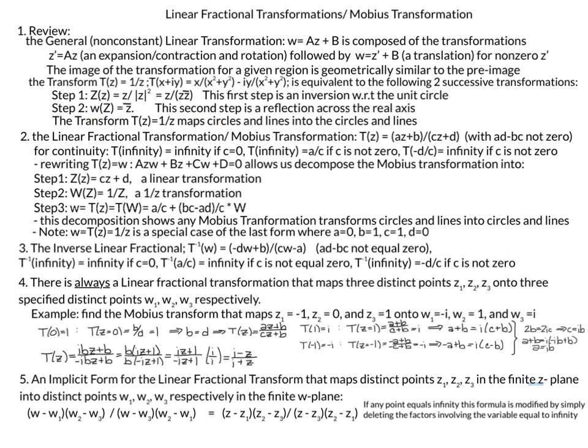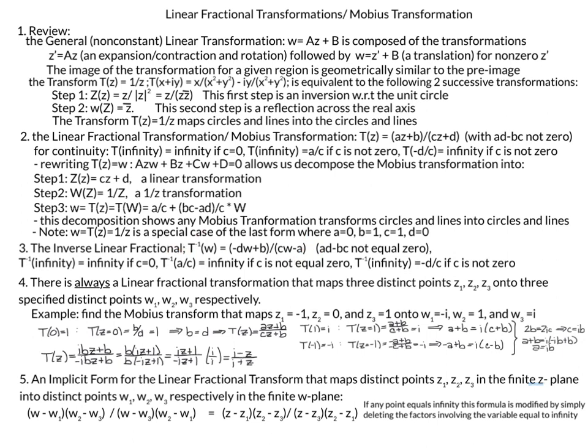And we also have this note that W equals T of Z equals 1 over Z, the case that we studied in our last video, is a special case of the Mobius transformation where A is equal to 0, B is equal to 1, C is equal to 1, and D is equal to 0. The next thing we note is that there is an inverse linear fractional transformation, which we have a formula for here, but we don't really work with this much in this video.